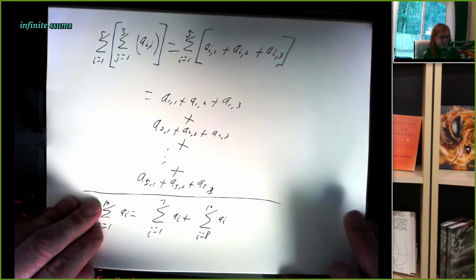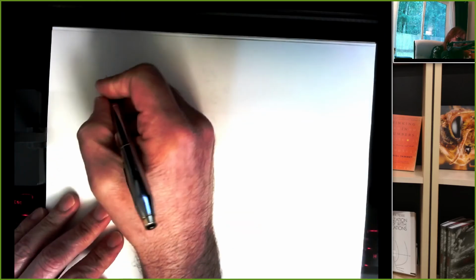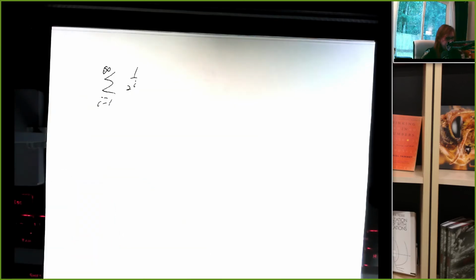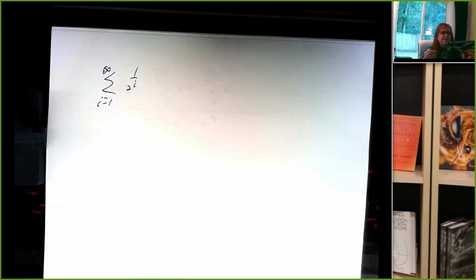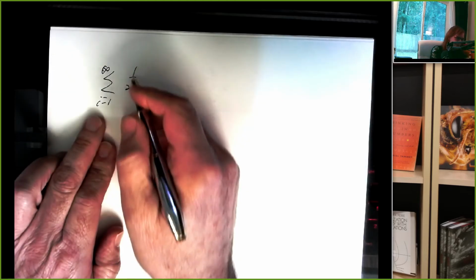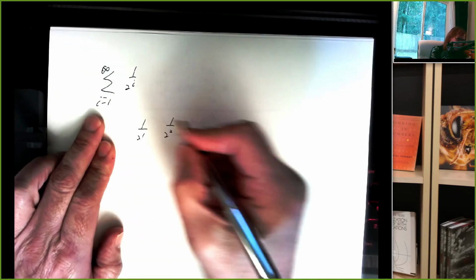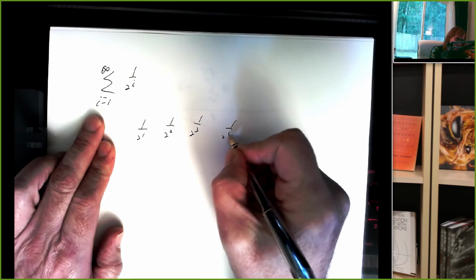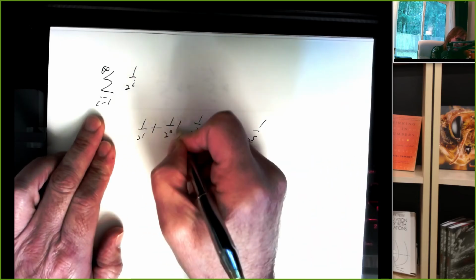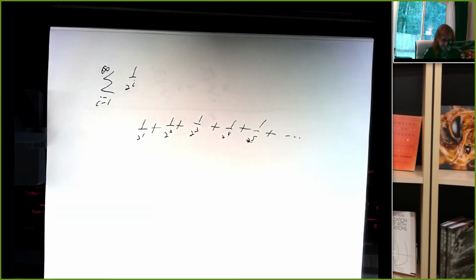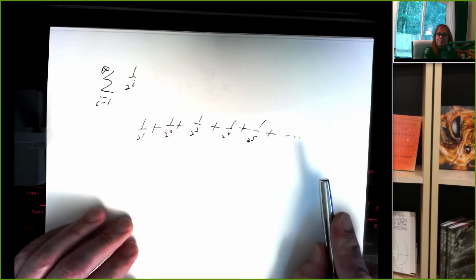All right, and then the last thing worth mentioning is that these sums can be infinite. So you may see something like the sum from i equals 1 to infinity of 1 over 2 to the i. But it's exactly the same meaning. This means set i equal to 1, this is 1 over 2 to the 1. Set i equal to 2, this is 1 over 2 squared. Set i equal to 3, this is 1 over 2 cubed. And so on, and then just add them all together. So this is an infinite series. And it means the expression you get when you add up this infinite number of terms.